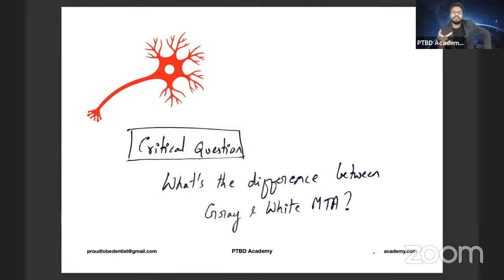Well, is there something called gray MTA and white MTA? Of course there is, and that's the reason I've asked you this query. So what's the difference between gray MTA and white MTA? Please don't say gray MTA is gray, white MTA is white. Do talk in terms of composition. Okay, I'm sure you will. So with this, let's conclude our 5 a.m. session, right?